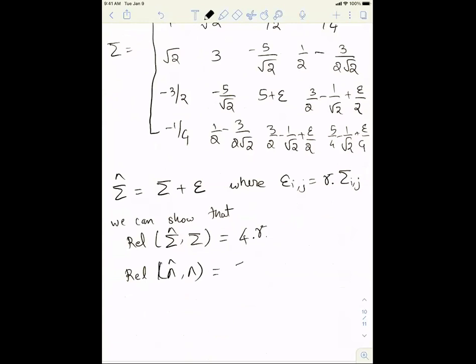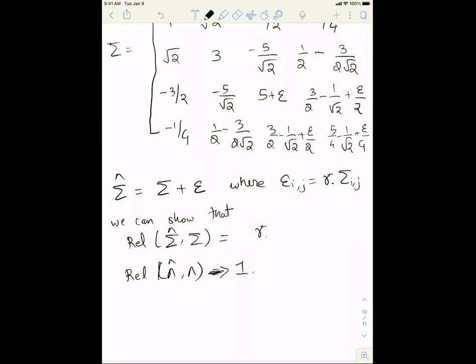Let me see if I got it right. Sorry, I'm a little confused. Why is it 4 gamma? Why isn't it exactly gamma? I thought, because it's sigma hat minus sigma divided by sigma, it's only epsilon. Oh, sorry. Yeah, you're right. So this is exactly gamma.